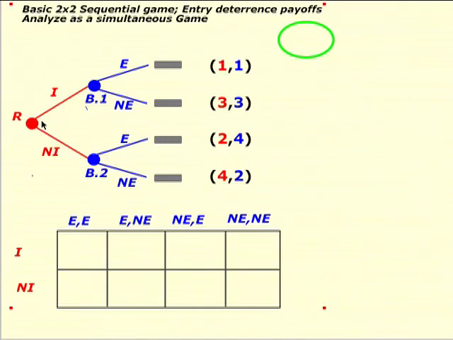So we said there were two strategies for the red player, and there's four strategies for the blue player, because there's two things they can do up at this node and two things they can do at that node. The nodes describe the situations they find themselves in, and we have four possible strategies. You can enter always, not enter always, or they can do some mixture, enter and not enter, or not enter and enter. And down here, I just wrote those four strategies along the top row of a payoff matrix.